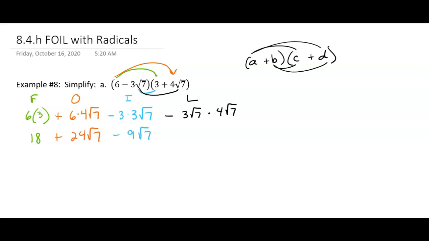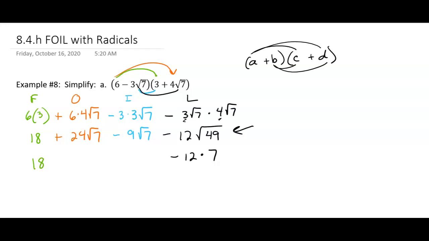And then finally, now it goes back to how do I multiply those? Well, I take the 3 times the 4, so minus 12. And then I multiply the radical part, 7 times 7, which is 49. And now I have to simplify what I can simplify. So the first thing I notice is this one back here, that I can simplify the square root of 49. So that's going to be minus 12 times 7. Okay, the 18 is just 18 right now.